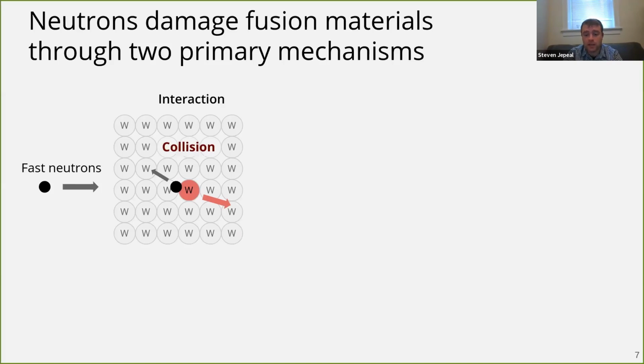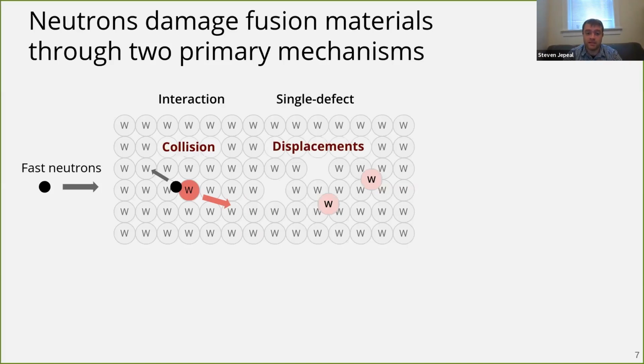When a neutron collides with a tungsten atom, it can give that atom a big chunk of its energy. That atom then gets displaced from its lattice site, its spot in the regular periodic structure of a material, and it can even displace other atoms. One of these collisions can lead to anywhere from 0 or 1 displacements to hundreds or thousands of displacements, depending on how much energy is transferred.